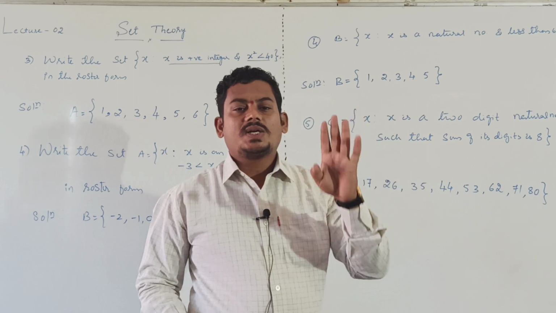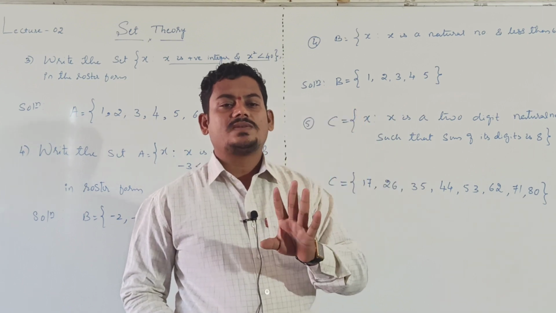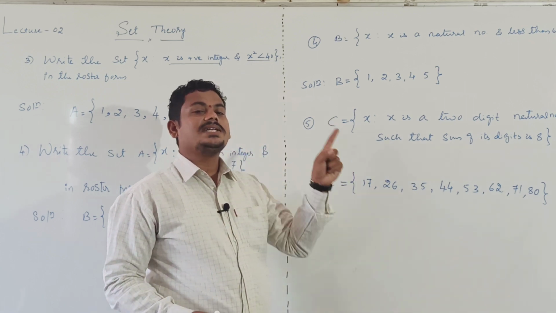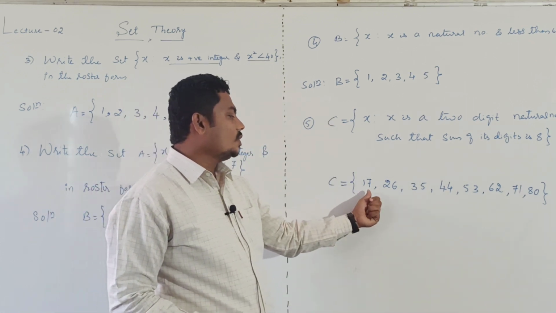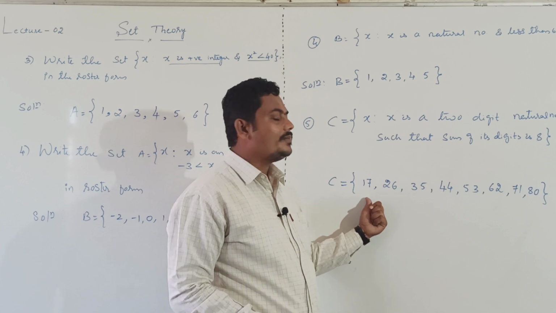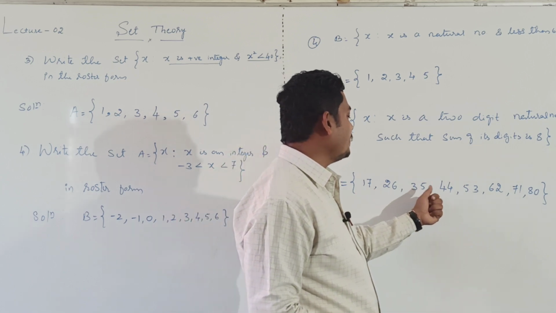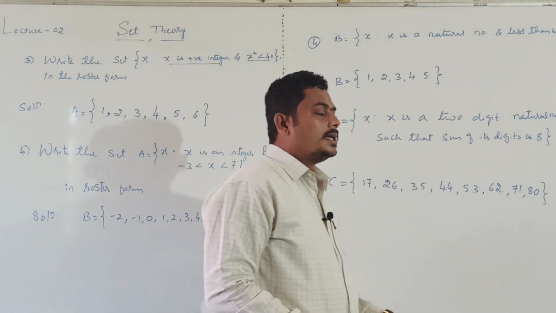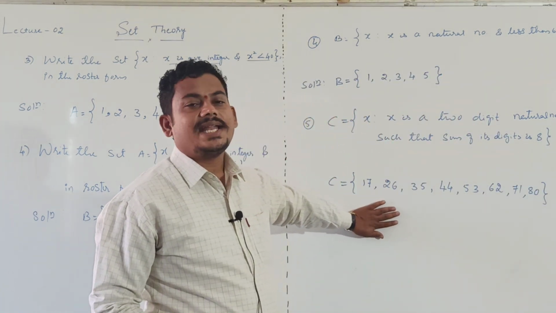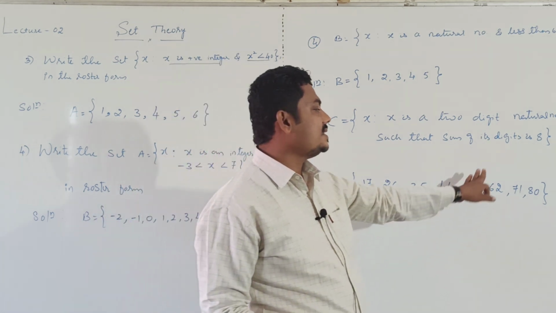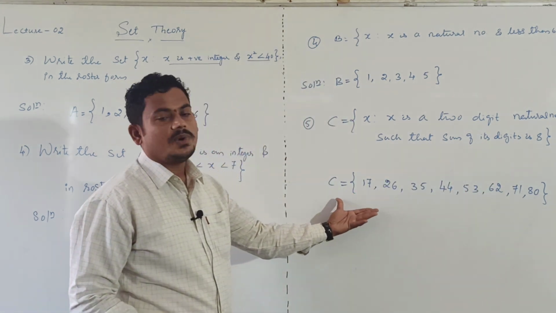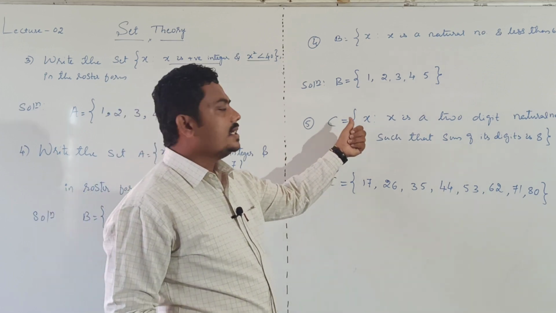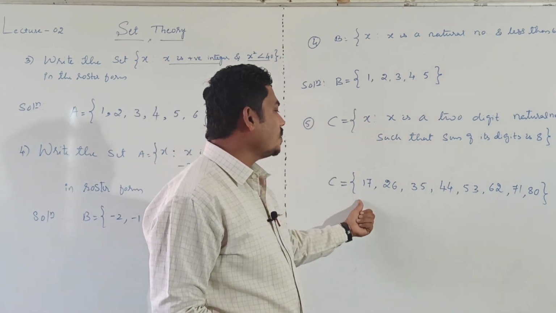There are two conditions. One is that it should be a 2 digited natural number, and the sum of the digits should be equal to 8. Those numbers are 17, 26, 35, 44, 53, 62, 71 and 80. These are 2 digited natural numbers and the sum of the digits is 8. This is the roster form of the given set. The earlier one is the set builder form, and this is the roster form.